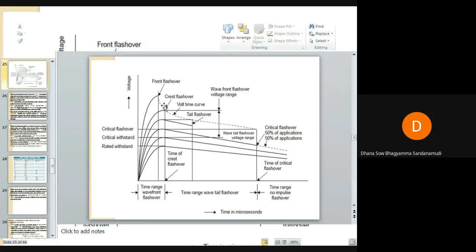So you already know the time to wavefront flashover. The time taken for the flashover of the voltage is the time to wavefront. Time to wave tail flashover, okay, up to here. There is no impulse flashover beyond 50% of the application of the wave in the tail region. Flashover does not occur. Okay, beyond means at 50% of the peak value. Actually, if you want to determine the time taken for the flashover in the tail, you must consider the 50% of the peak value to determine the tail flashover time.